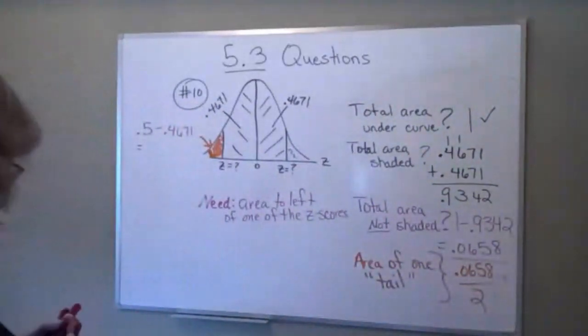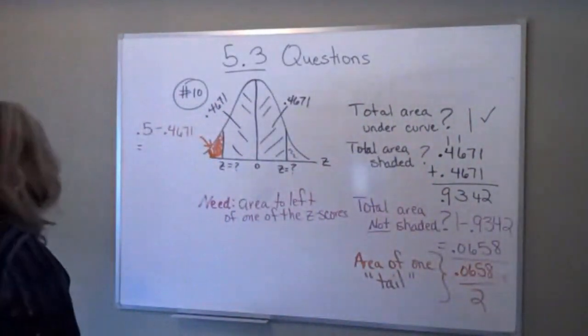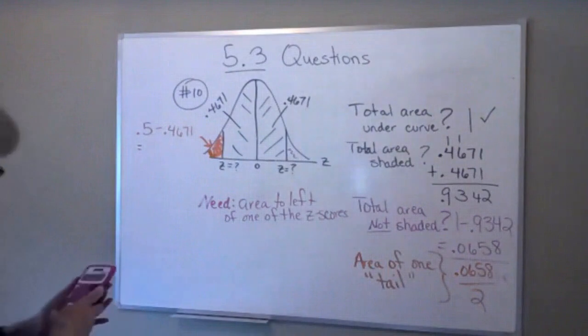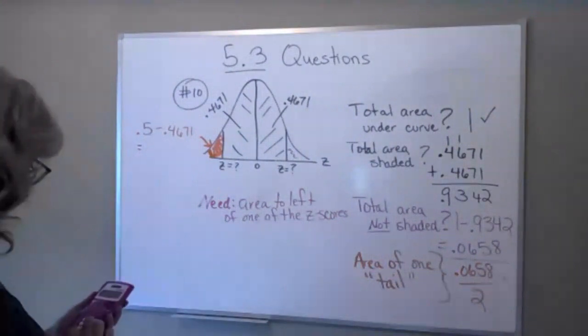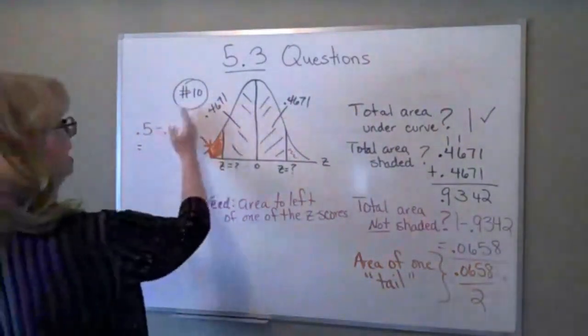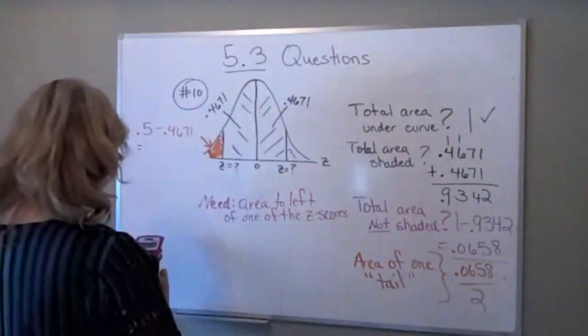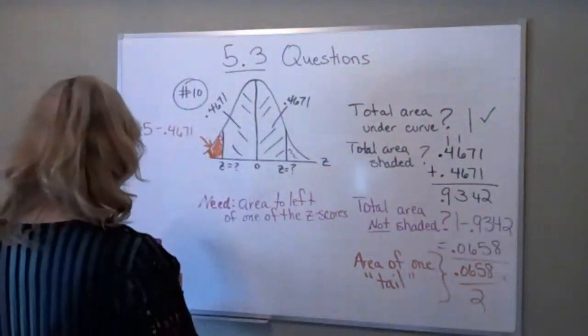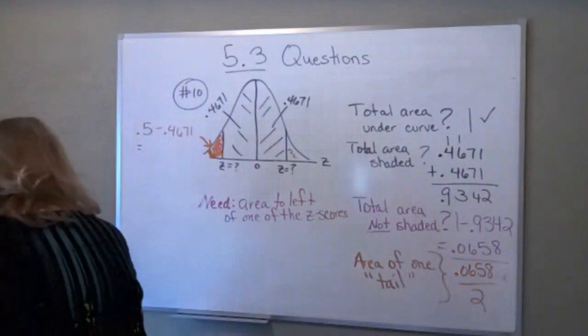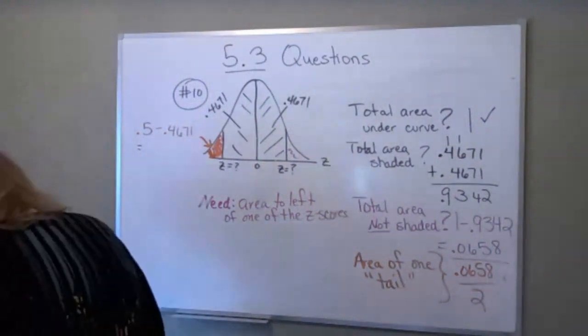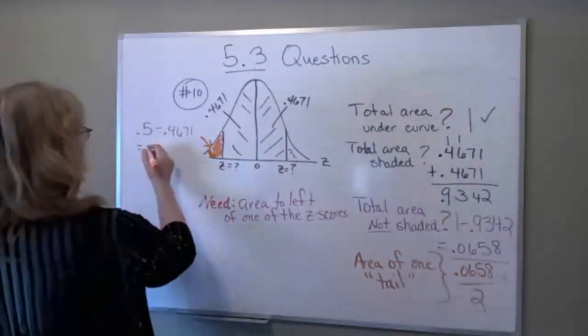So in your calculator, I want you guys to try both of these. And whichever of these makes the most sense to you is fine. So we can either do 0.5 and subtract off 0.4671. And that gives me 0.0329.